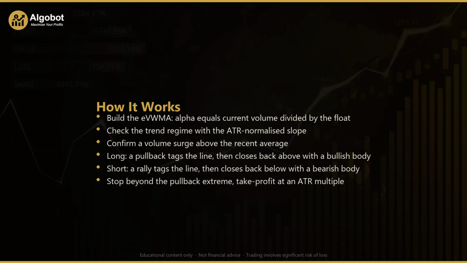For a short, the mirror applies in a downtrend. The bar rallies up to tag the line, then closes back below it with a bearish body, alongside a volume surge, and the EA signals a sell. Risk is handled with the average true range. On a long, the stop is placed below the pullback low by 1 ATR, and the take profit sits 2 ATR above entry. On a short, the stop goes above the pullback high, and the target sits 2 ATR below. That's a reward-to-risk structure of roughly 2 to 1. The EA holds only one position at a time and acts only on fully closed bars.